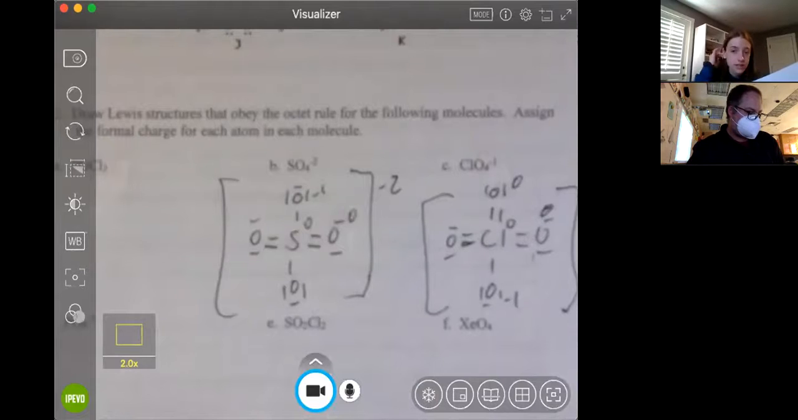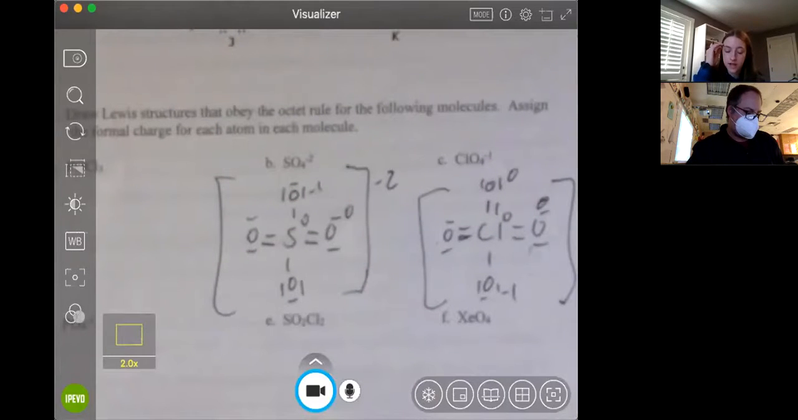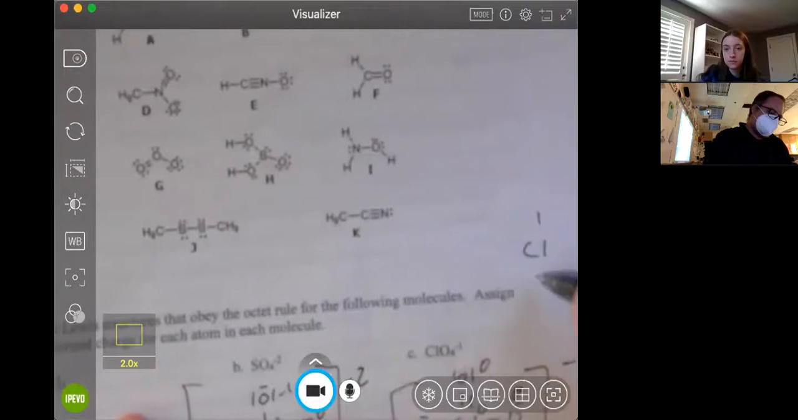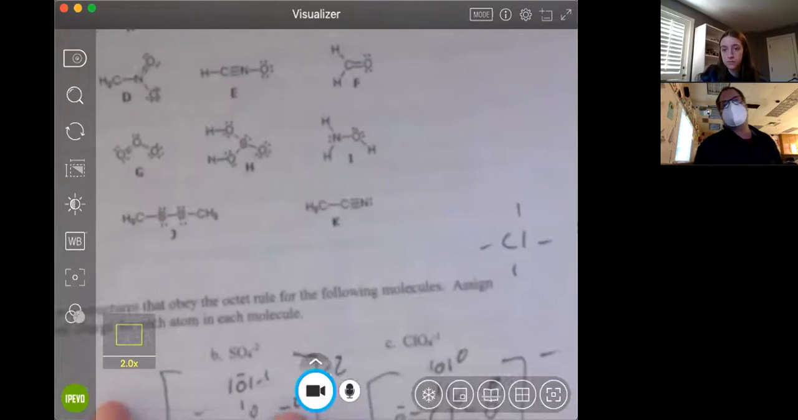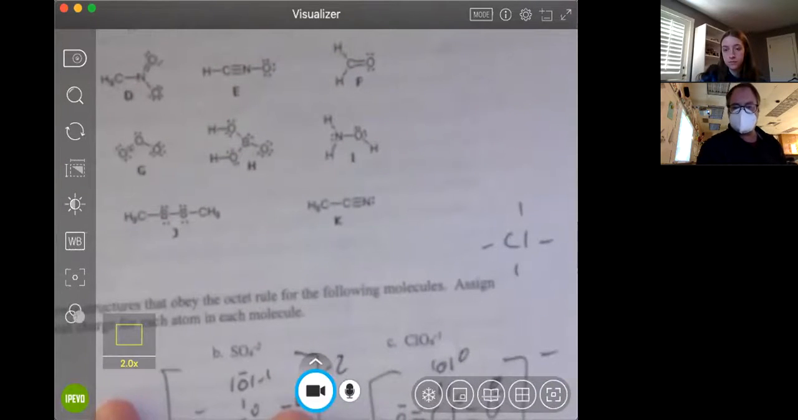How do you know that the formal charge of that is +3? What's the number of valence electrons that chlorine has? 7. What is 7 minus 4? 3. There we go, right?